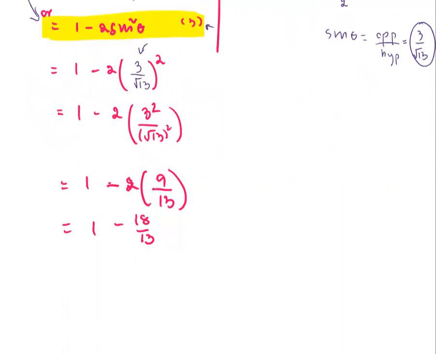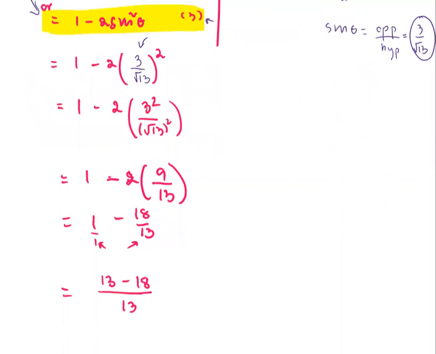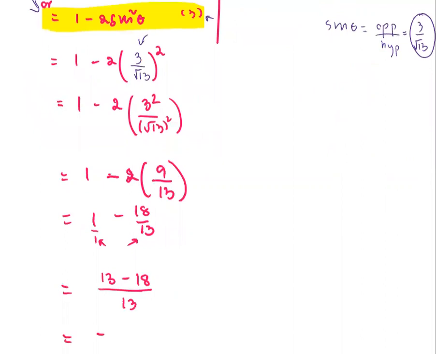The common denominator is 13, which is from the common denominator of 1 and 13. So the first term of the numerator becomes 13 minus the second term, or negative 18. Then simplify to be negative 5 over 13 as the result of the expression cosine of 2 times the inverse tangent of 3 over 2.